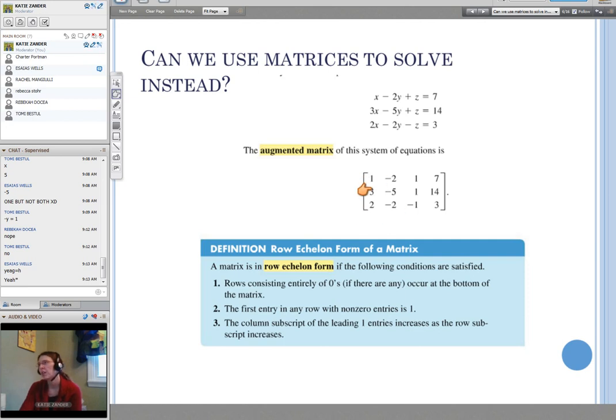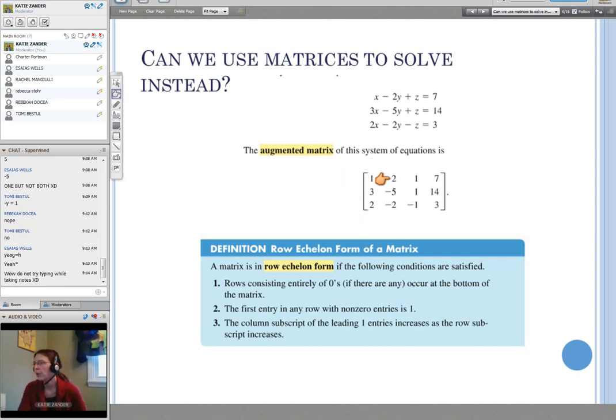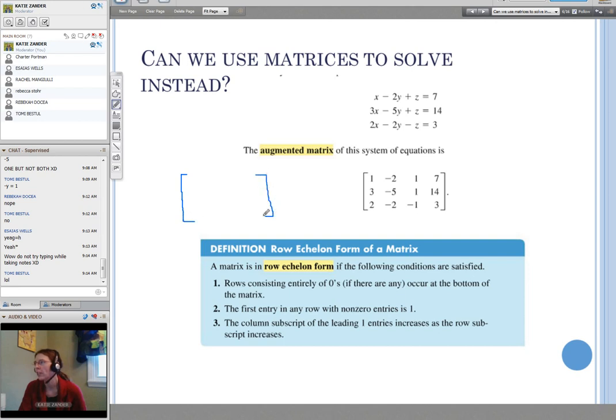Now what you can do with the augmented matrix is something called row echelon form. Row echelon form is basically rearranging and performing operations on your augmented matrix so that it takes on the form of your main diagonal being ones, and zeros in front of them. And then you can have basically any number after it.